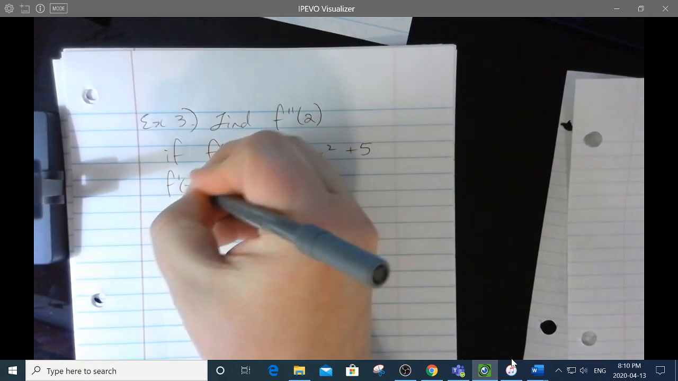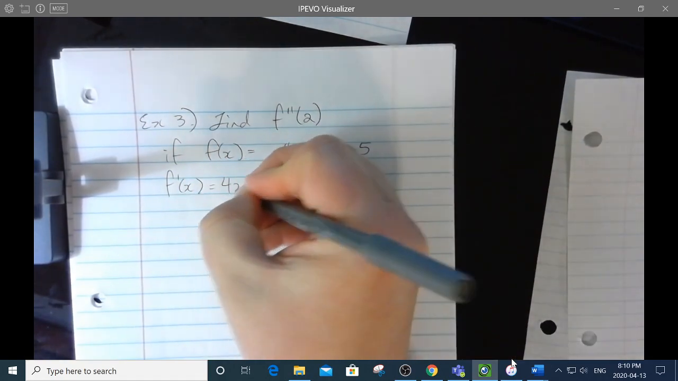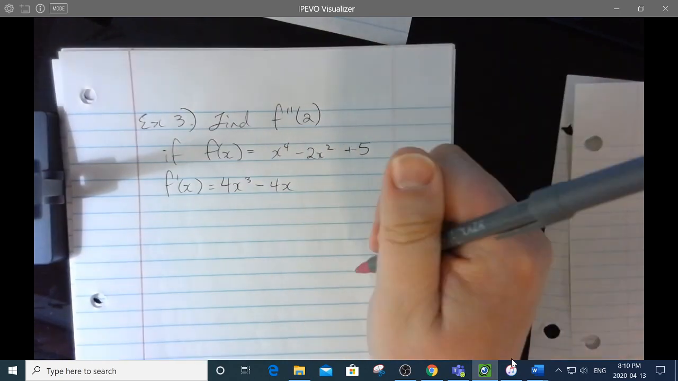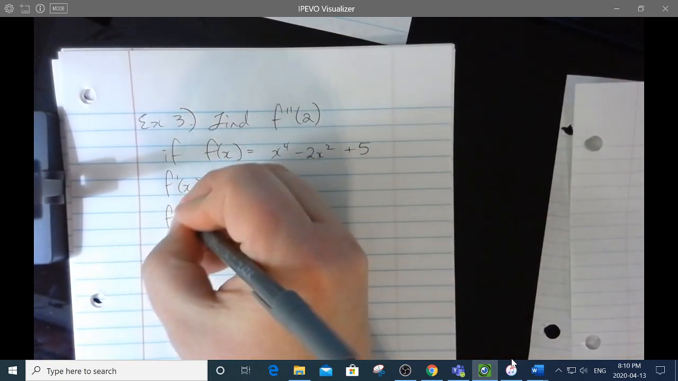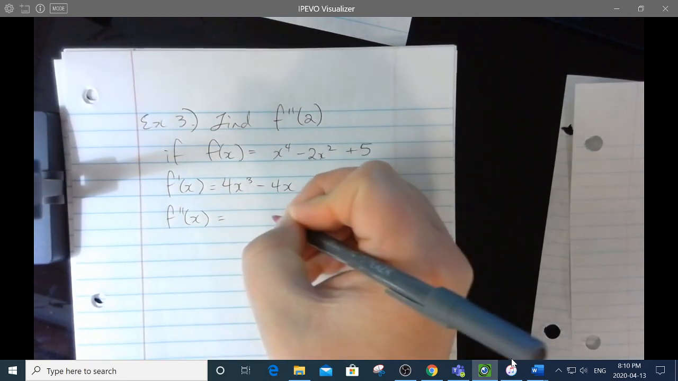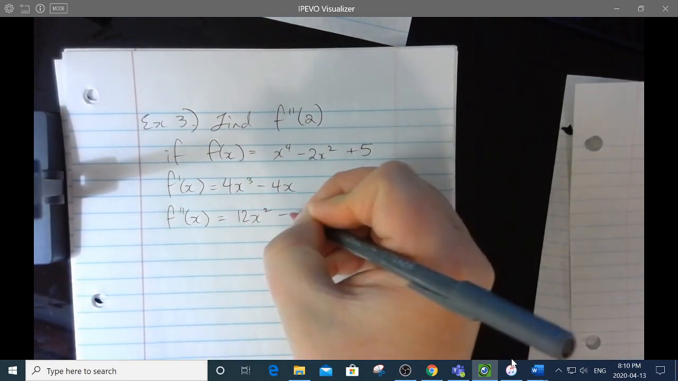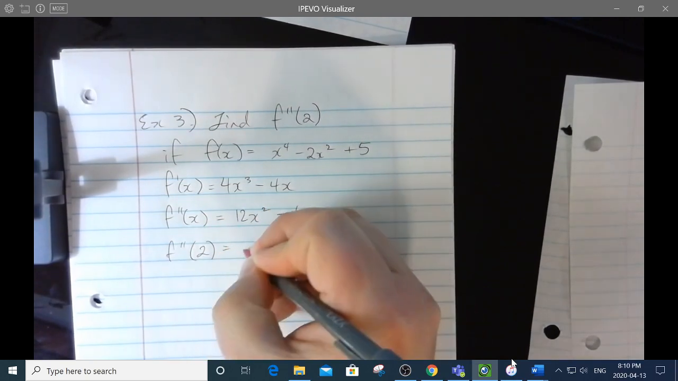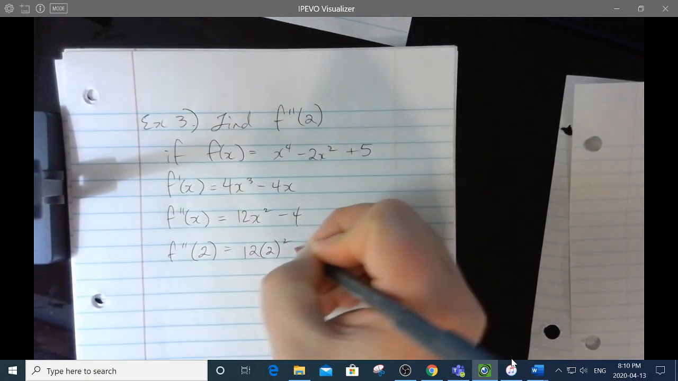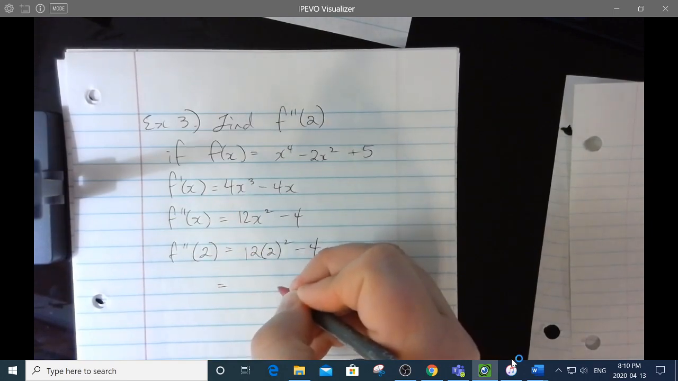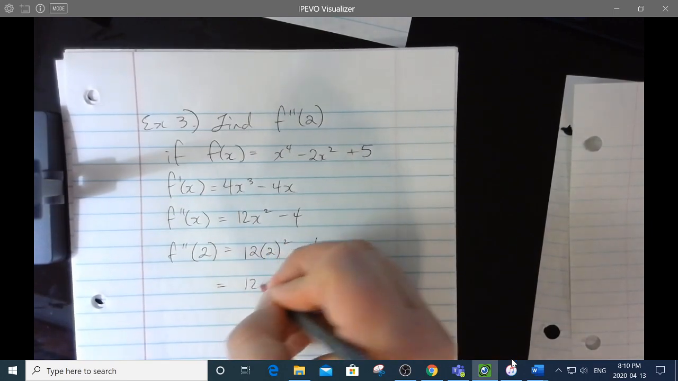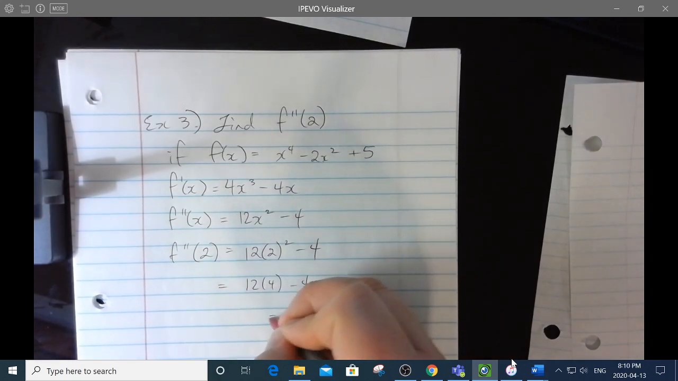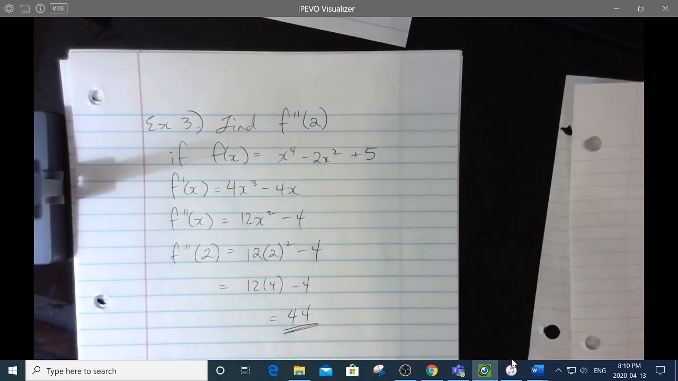First, let's find the first derivative, which is 4x cubed minus 4x, and then of course the derivative of a constant is nothing. The second derivative is 12x squared minus 4. And then f double prime of 2 means replace the x with a 2. And that would be 12 times 4 minus 4, which is going to be 48 minus 4, which is 44.